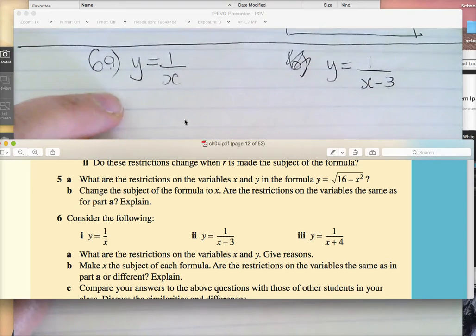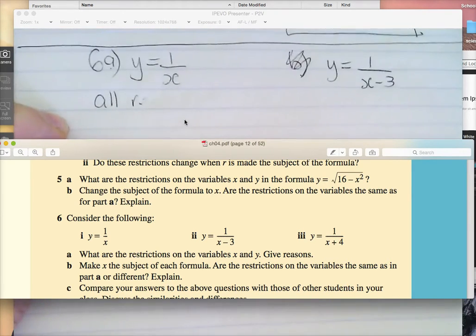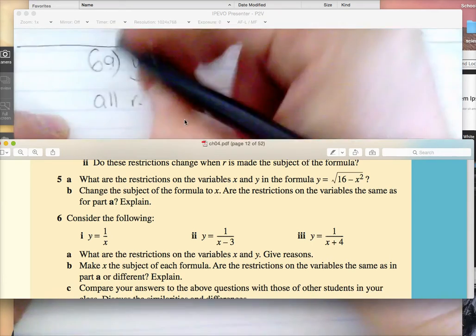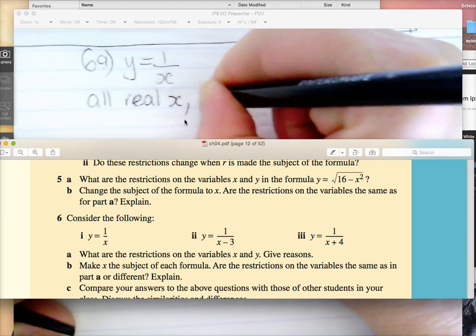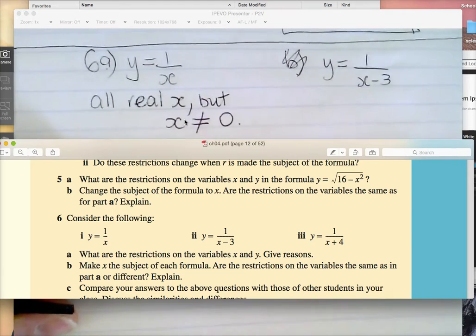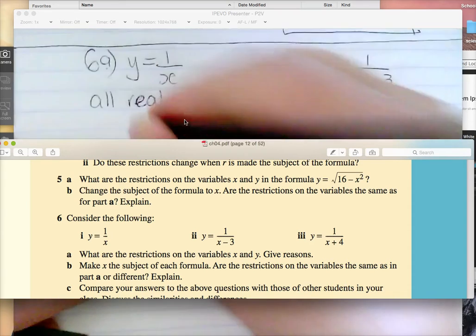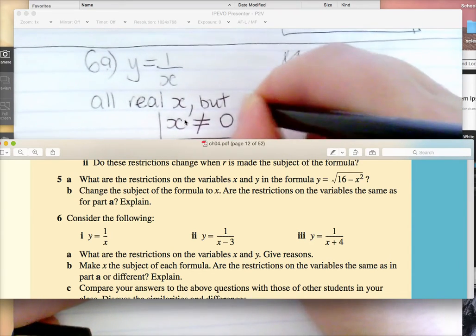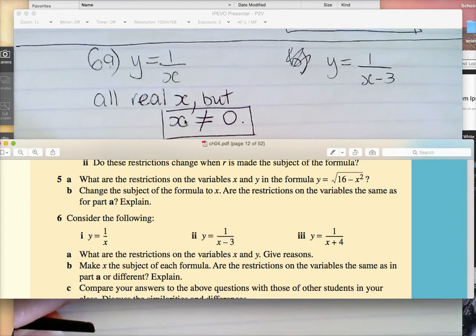Girls, if you were trying different values of x, the only restriction you've got is that you can't put x is 0. So you write all real x, comma, x not equal to 0. All real x, you don't have to write but, x cannot equal 0. So you know what your restrictions are, that x cannot equal 0. That's your restriction. As long as you've got that x can't ever be 0, that's enough.